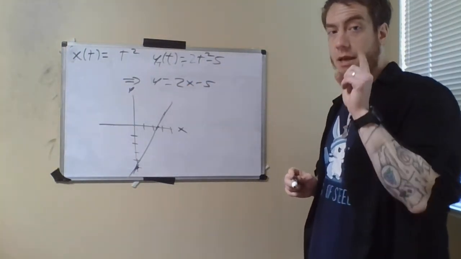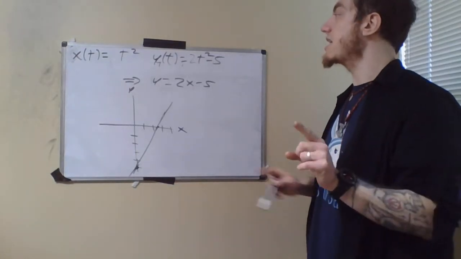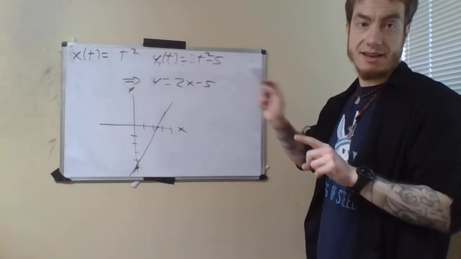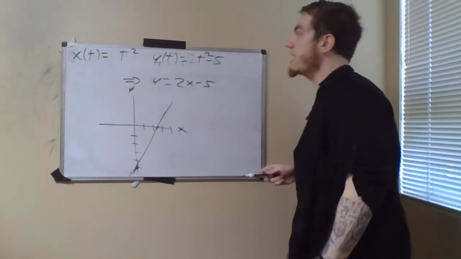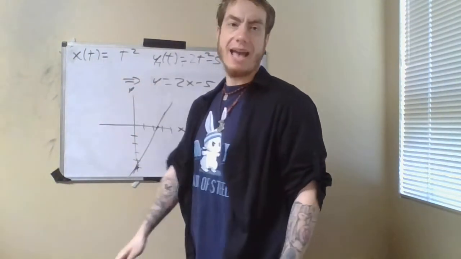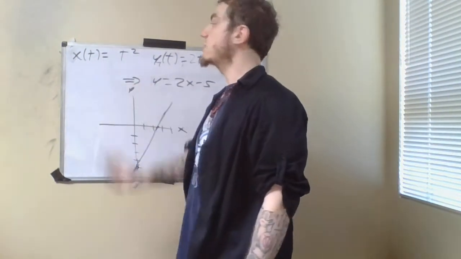But there is a major restriction that I just put in here. Can anybody see what it is? Take a minute and think to yourself, what kind of restrictions are going to happen to x if I set it equal to t squared?